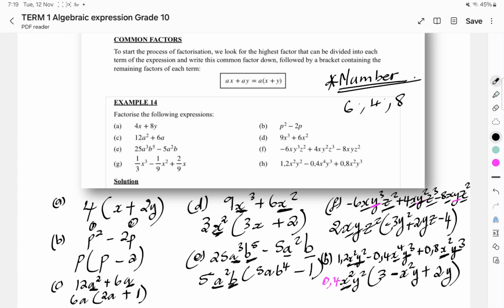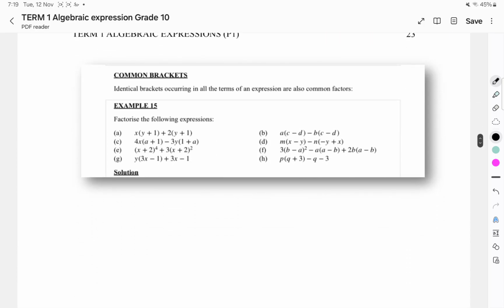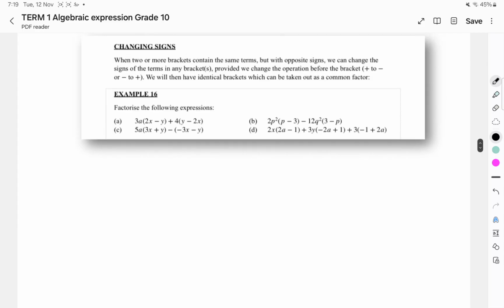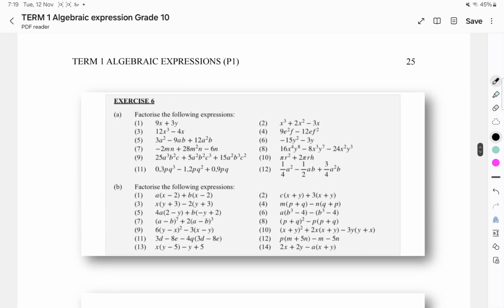So to make sure that the video is not long, I'm going to end it here. Then I will continue on the other video. Just check on my caption. It will be like factorize maybe common factors, and then the next one will then be the bracket ones. I'm going to do the bracket one after that, and then probably mix it with the changing of sign, and then you'll have your exercise here.